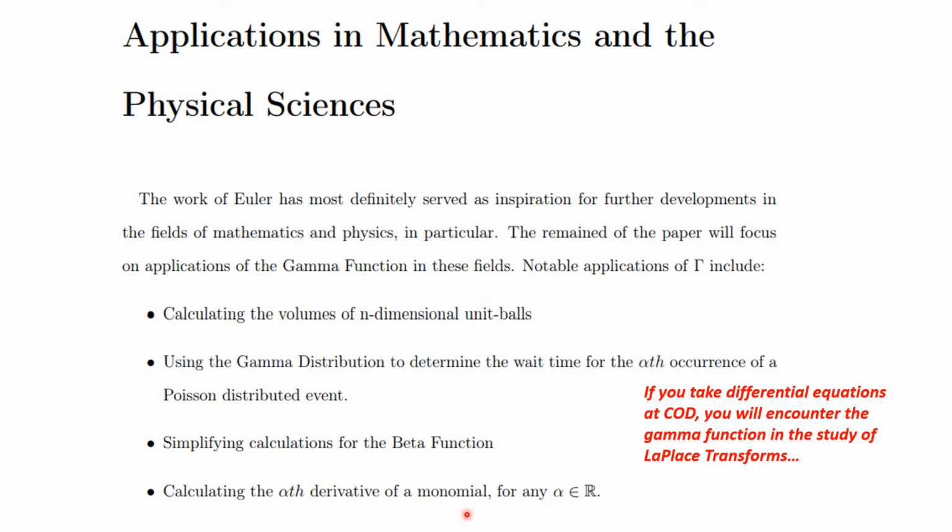period in which we live. And if you take differential equations at the college, you will encounter the gamma function in the study of Laplace transforms. It shows up in some of the Laplace transforms. And speaking of Laplace transforms, the Laplace transform is another example of an improper integral that is very important in applications.